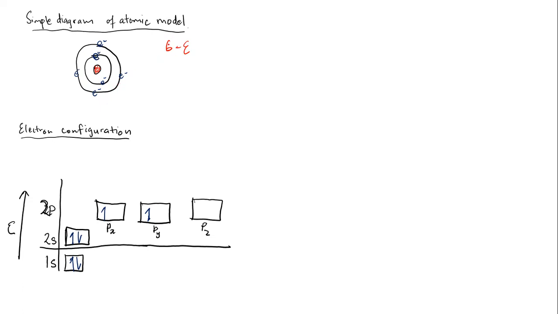Now this 6, which represents the number of electrons, also corresponds with the atomic number on the periodic table. So you refer to your periodic table, you check atomic number 6. Atomic number 6 on our periodic table is most definitely carbon, right? It is most definitely carbon. So this is a simple diagram of an atomic model of carbon, okay? Now I'll come back here.